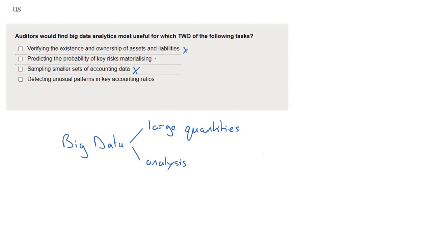However, predicting the probability of key risks materializing is in line with what I've said about big data. Analysing data, using large quantities, would help the accuracy when you are doing probability modelling. And also, I mentioned that big data can help identify trends and patterns, and an example of that would be in key accounting ratios. So those two statements are correct.